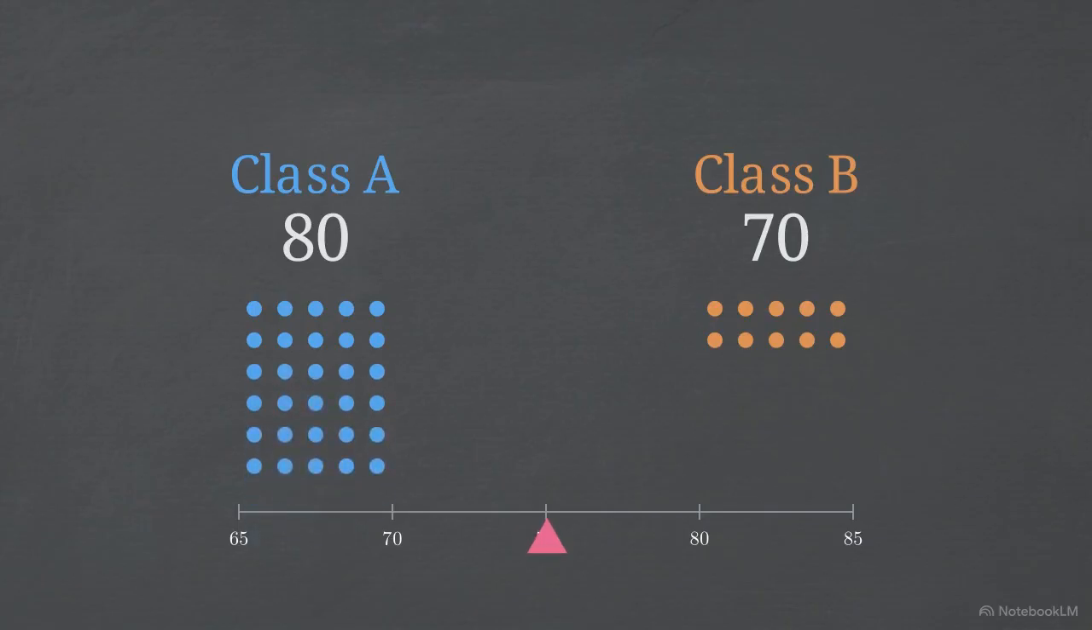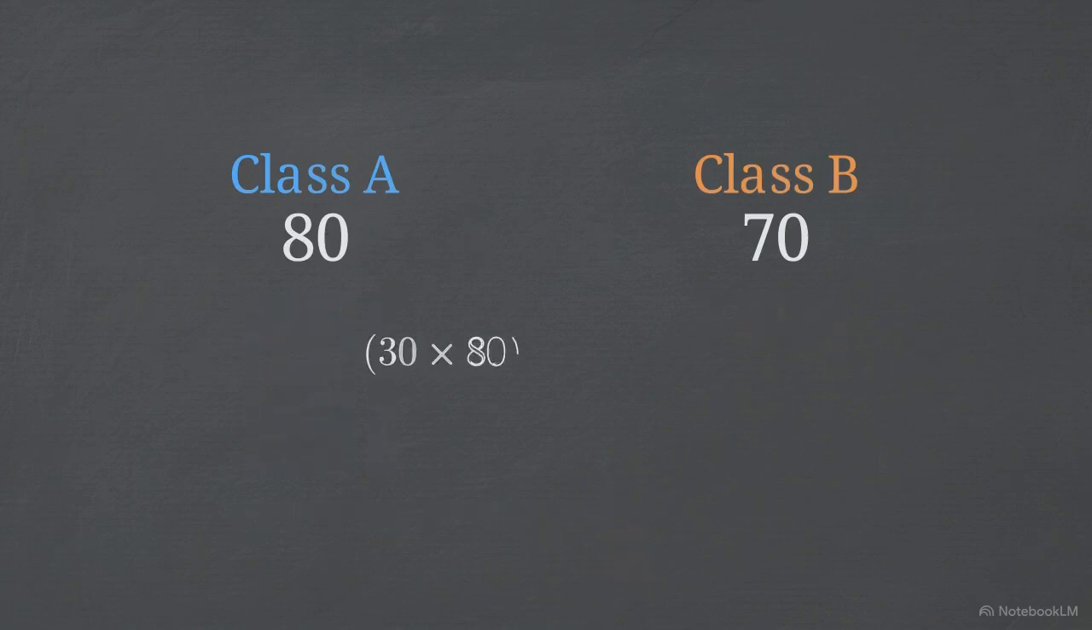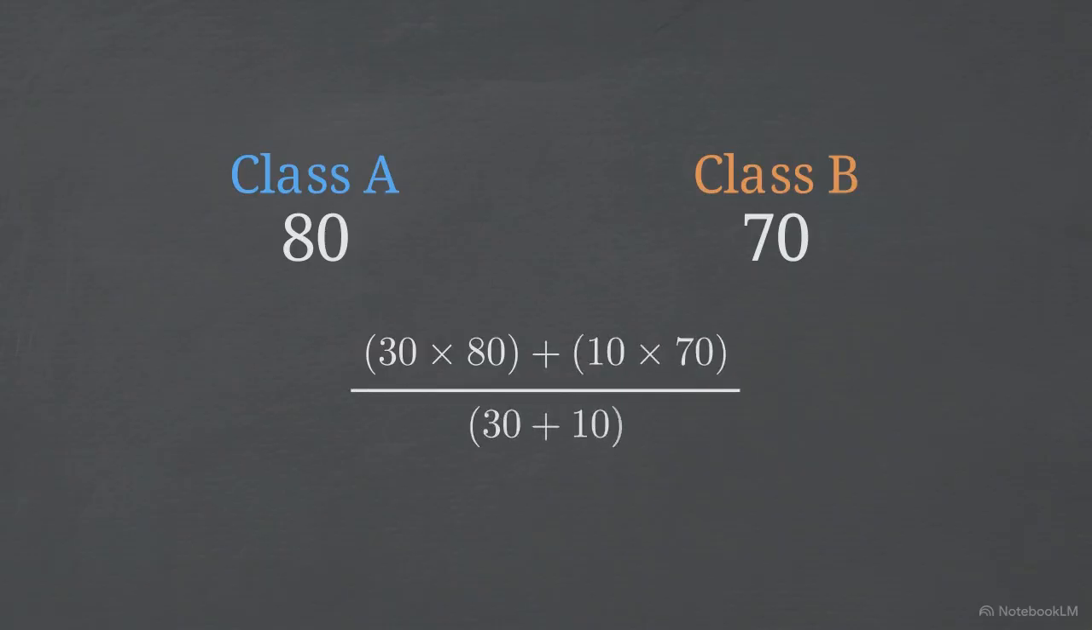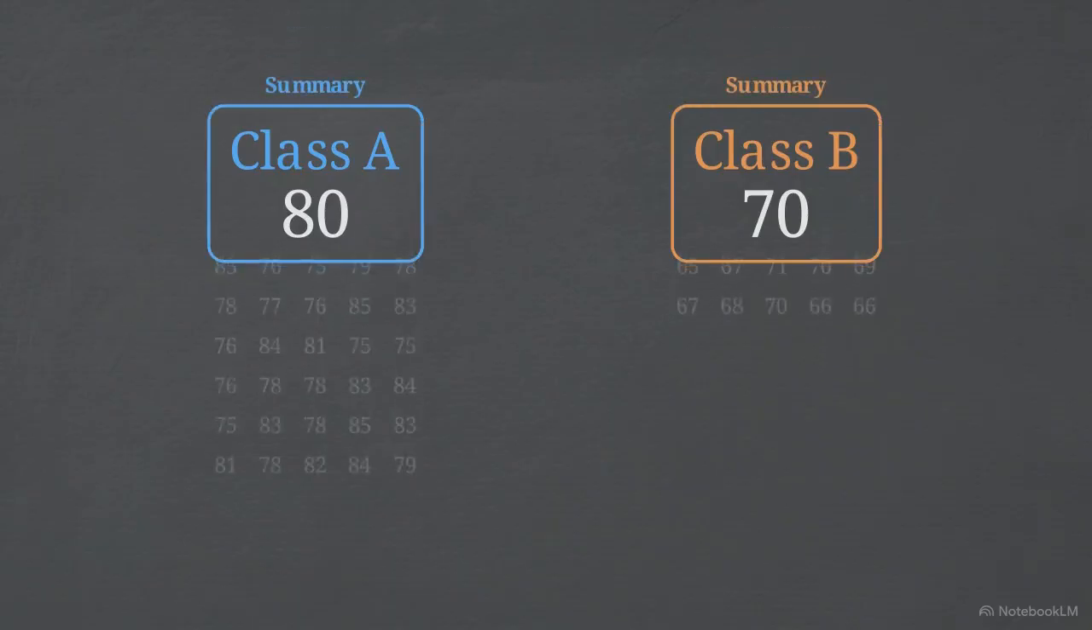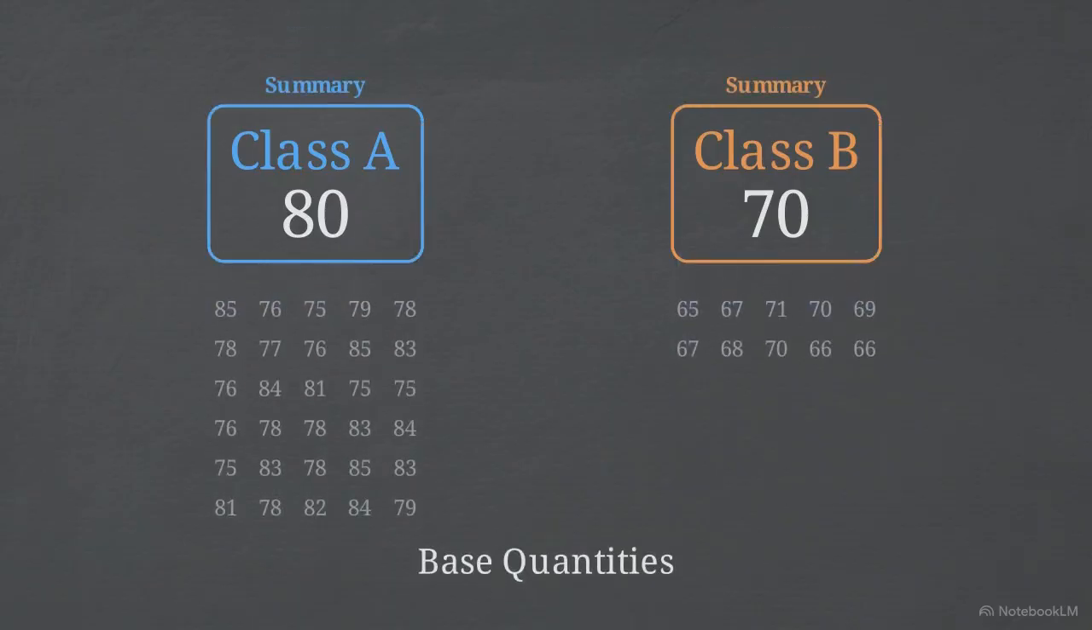If both groups have 10 students, 75 is accurate. But if Class A has 30 students and Class B has only 10, the larger group pulls the overall score closer to 80. In this case, we need a weighted average. We multiply each class score by its number of students, add those totals together, and then divide by the combined population. Class scores of 80 and 70 are summaries. To combine them, we first have to return to the base quantities those summaries represent.